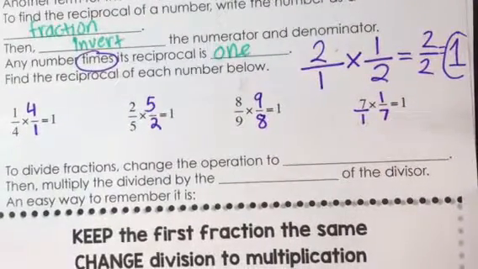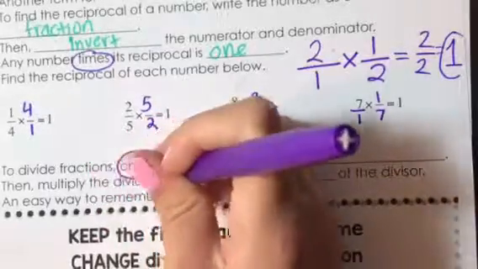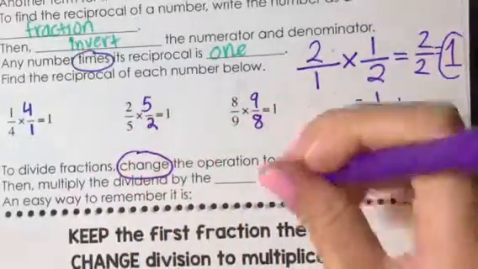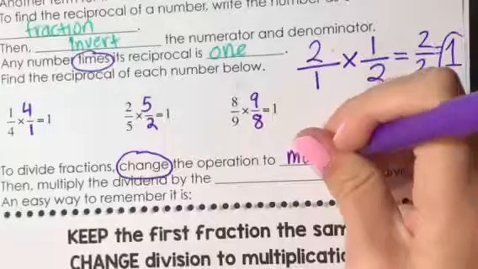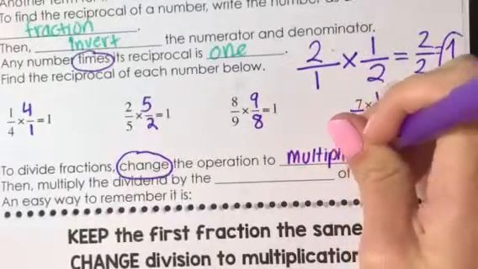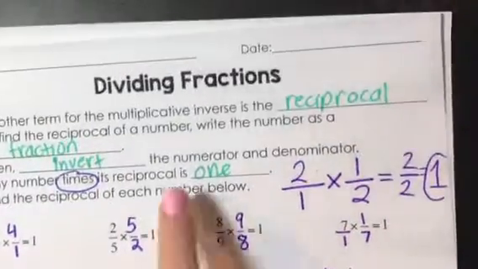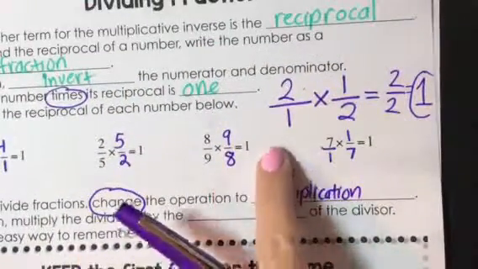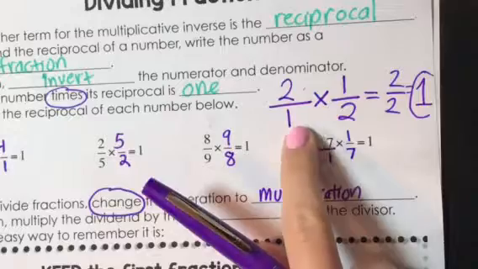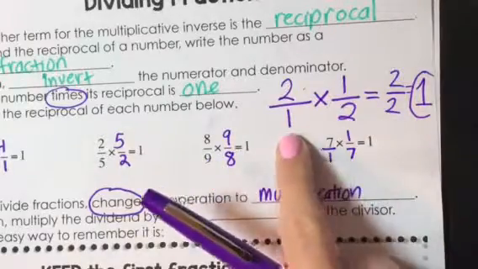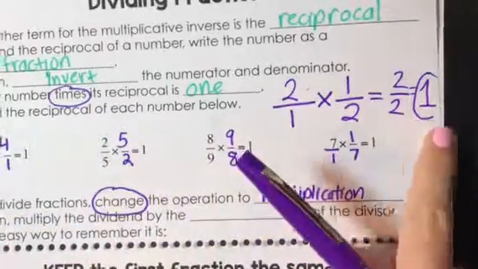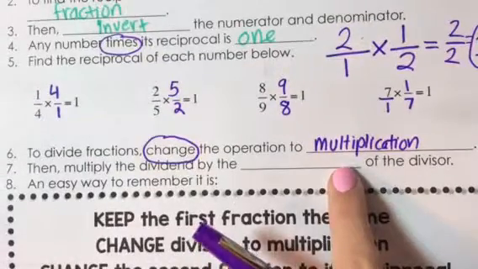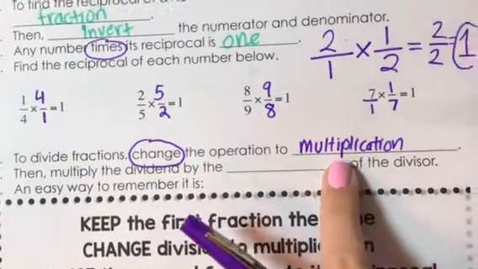To divide fractions, you have to change, circle the word change. You have to change the operation to multiplication because that's what the reciprocal is. It's the multiplicative inverse. So by using this example of how timesing the reciprocal results in 1, that's why we change the operation to multiplication.